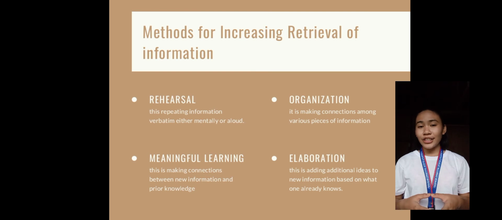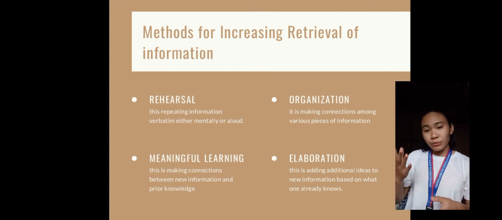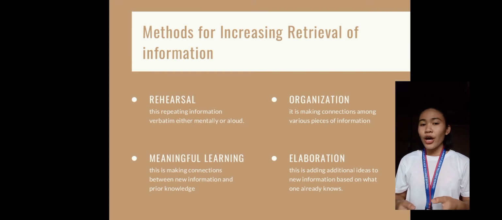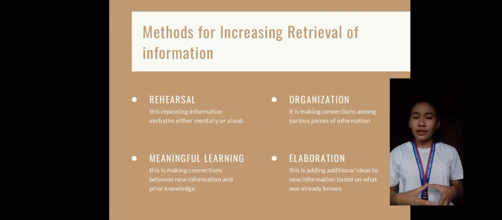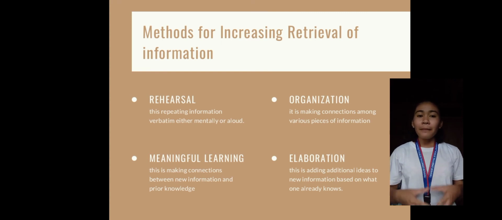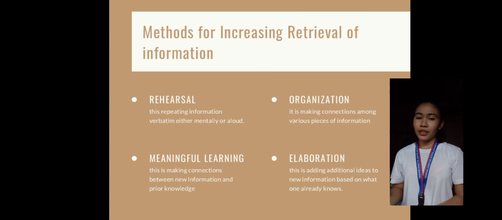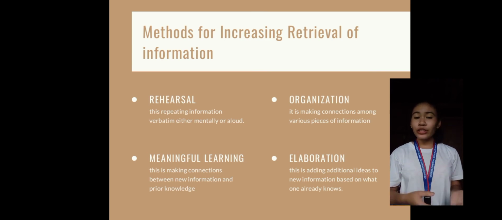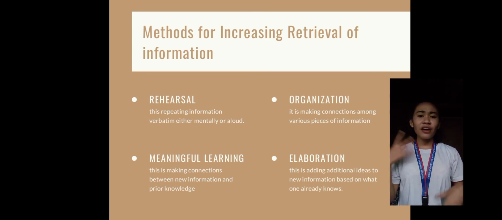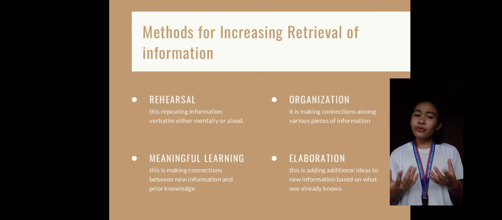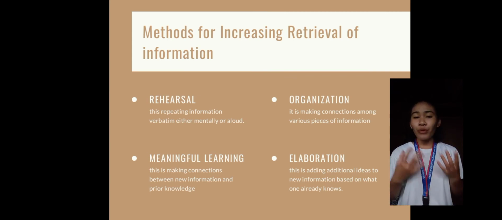Next, organization. It is making connections among various pieces of information. Example, you are organizing your books based on their genre. When you organize things, it will have its key points and make it easier to remember. Meaningful learning. This is making connections between new information and prior knowledge. Example, you encountered an injured man and helped him because you have knowledge about first aid. Learners will actually remember things when it is needed and significant to the present time.